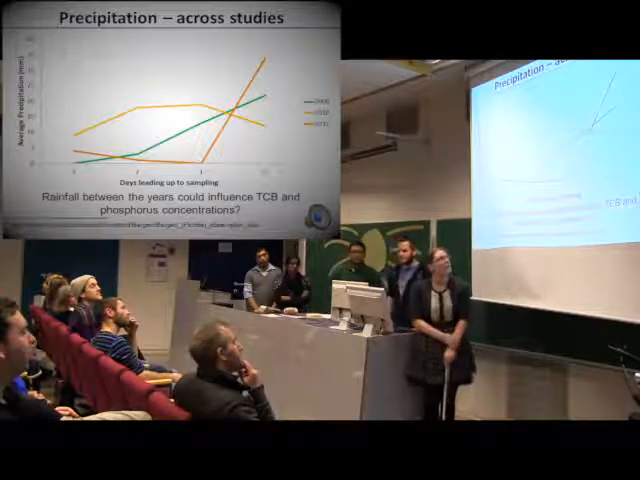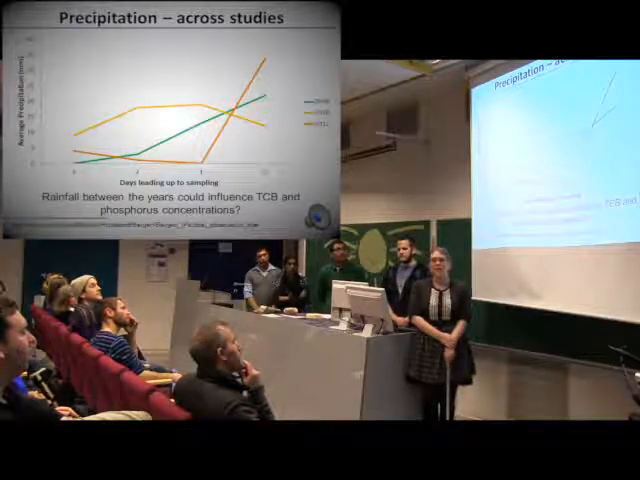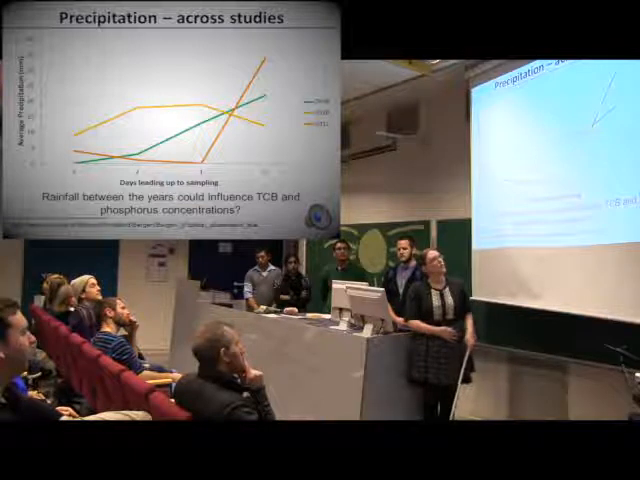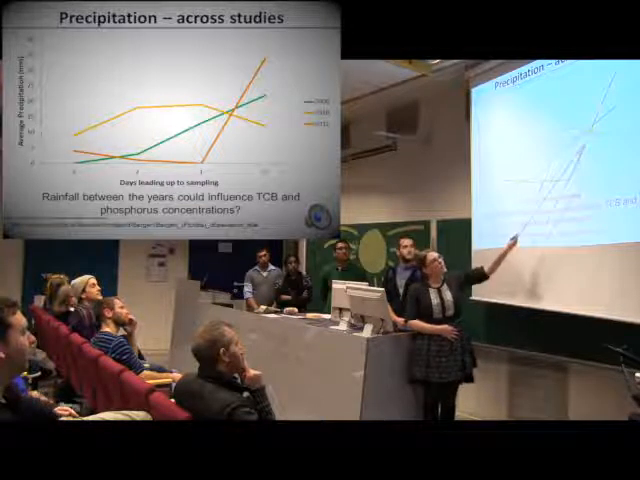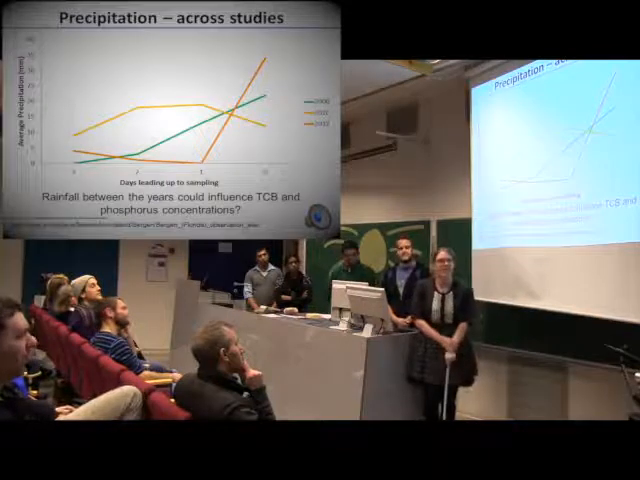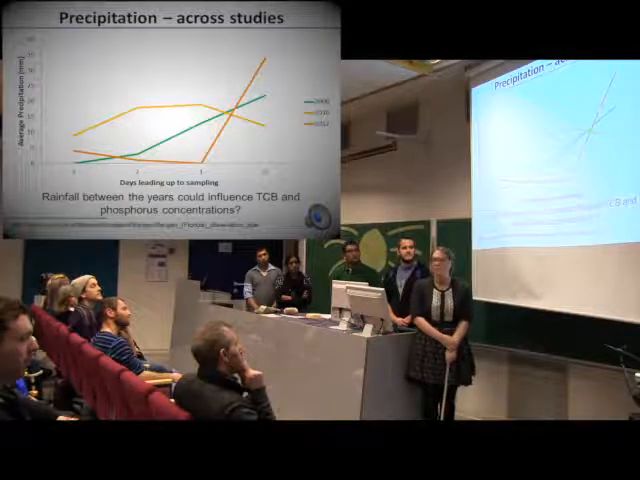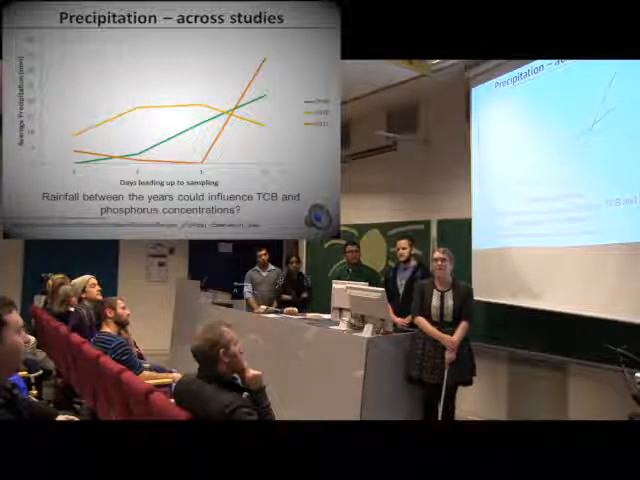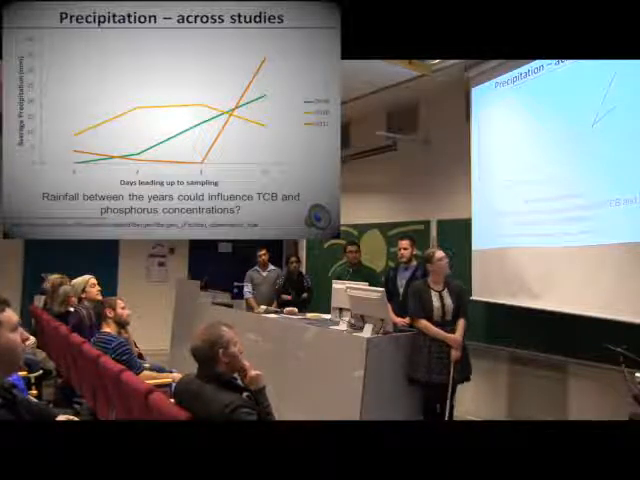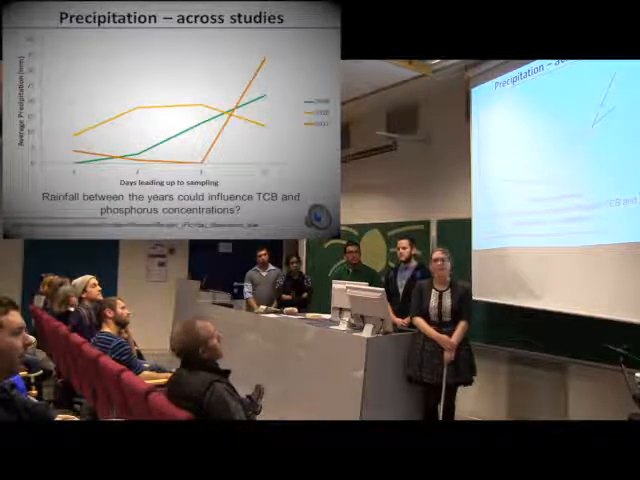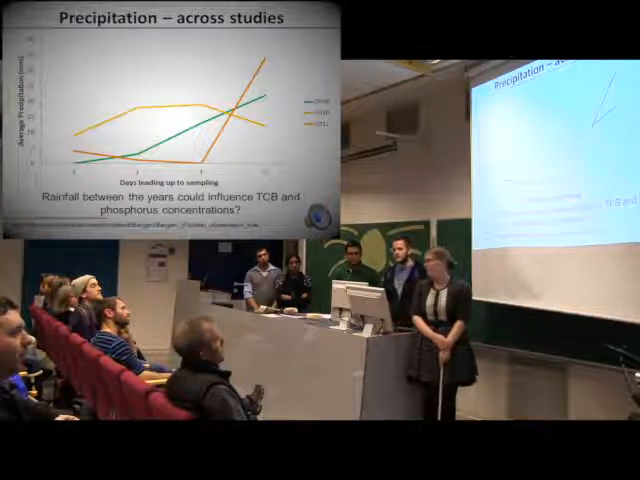So then we decided to look at other factors that would influence this, and we thought rainfall would be really nice to look at, so we decided to see how much rain there was between the years. So then we checked that, and you can see 2012 had quite a lot of rain when we were sampling. And it's more rain on the day of sampling than in 2010 and 2008. So then we believe that the rainfall could have influenced the TCB and phosphorus.